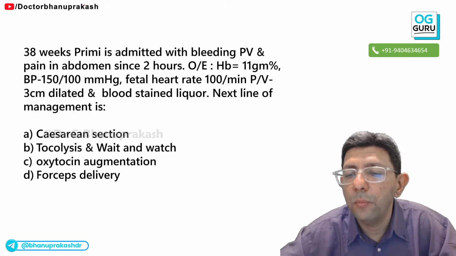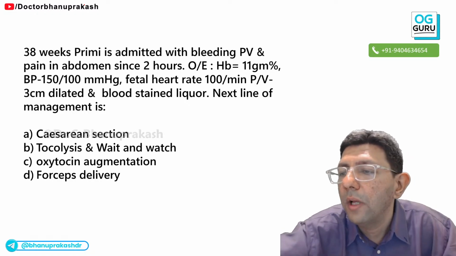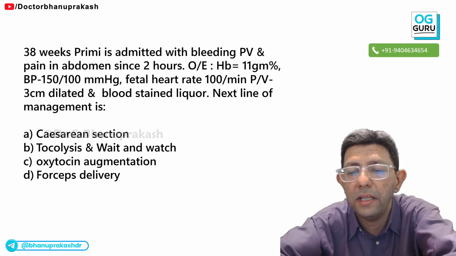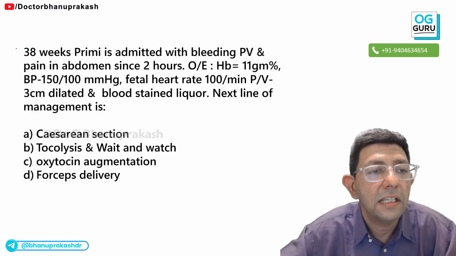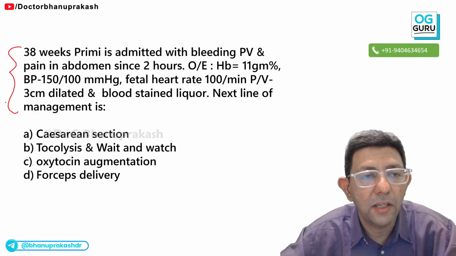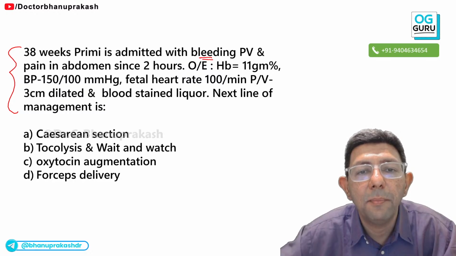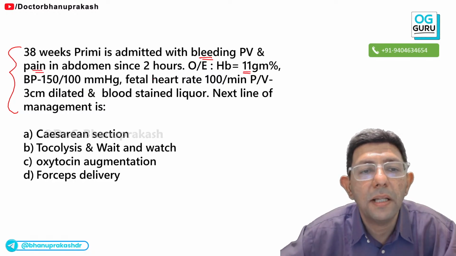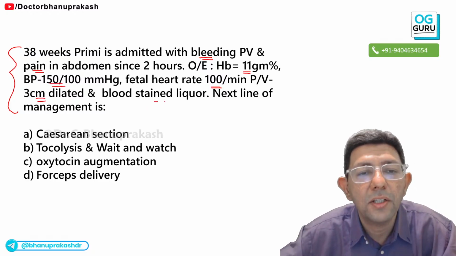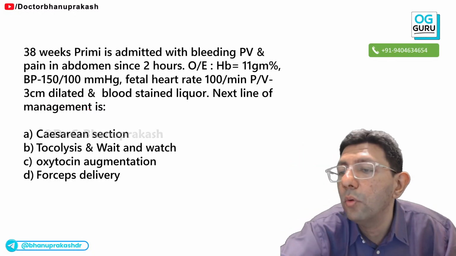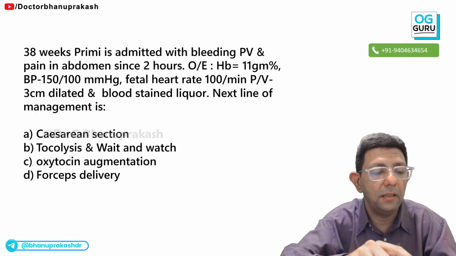I want it to be an interactive session. All of you, please tell me the first MCQ. First, tell me the diagnosis. We have a longish case. This is a newer pattern in FMG where we are getting clinical case scenarios. A primigravida is admitted with bleeding PV and pain in abdomen since 2 hours. Pulse, BP and fetal heart are given to you. She is 3 centimeters dilated, and blood-stained liquor is observed. What is the management? First I want all of you to tell me the diagnosis.